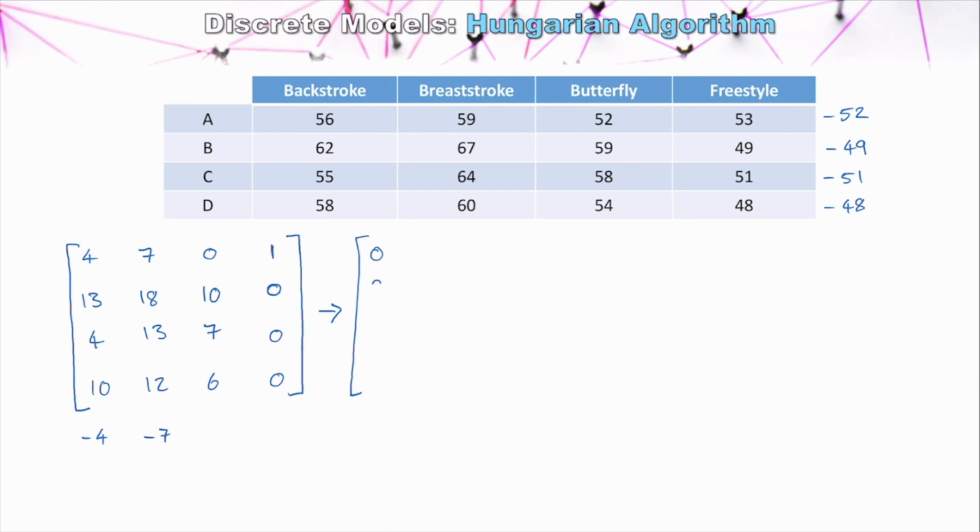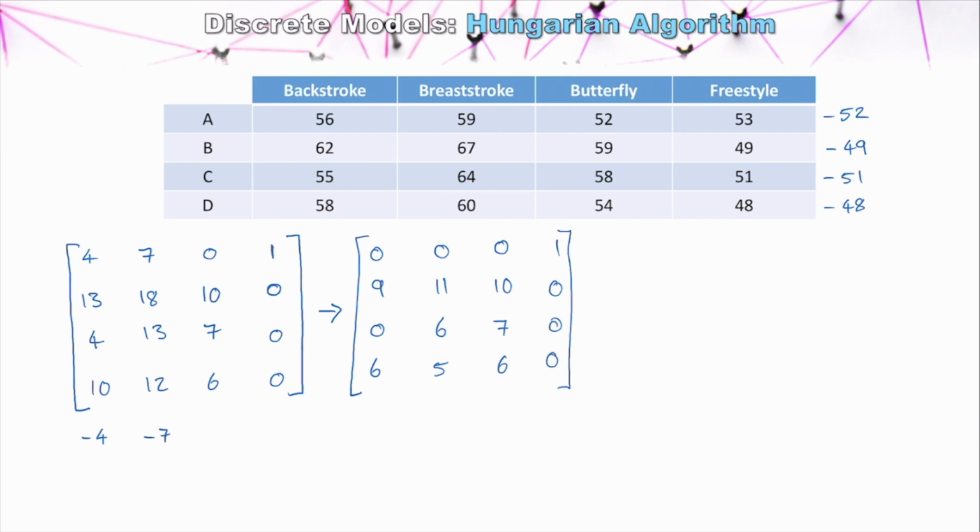So it'll be 0, 9, 0, 6. This one will be 0, 11, 6, and 5. And then these columns will remain the same. So 7, 6, and then 1, 0, 0, 0.